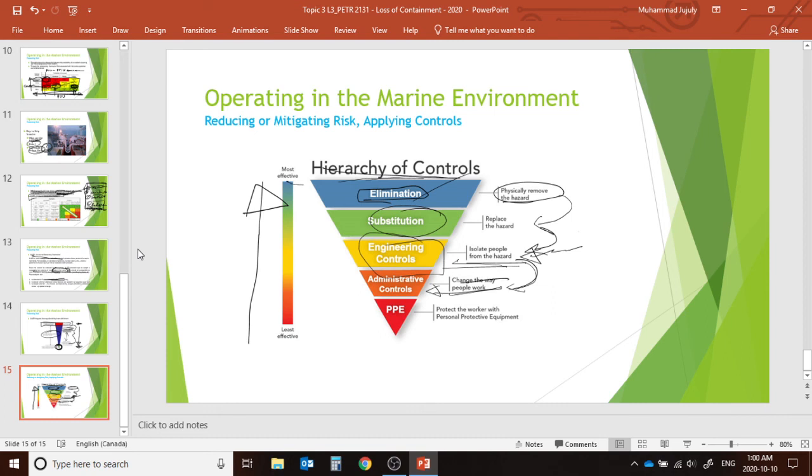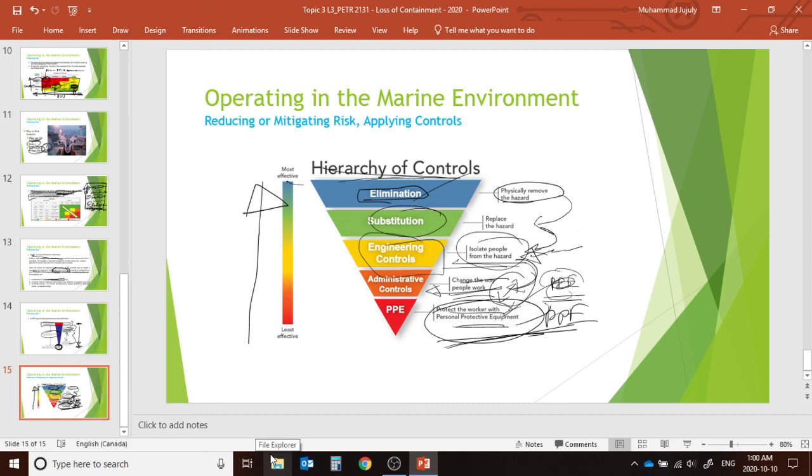And what is that? Change the way people work. You let people work, but you change the way, because if you cannot isolate, you have to maintain the safe distance and everything. Okay, the PPE is coming later. And still, if you cannot do that, at that time you should use the protection, like the PPE. So this is the least effective way to control the hazard.